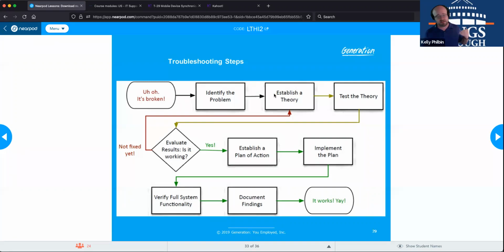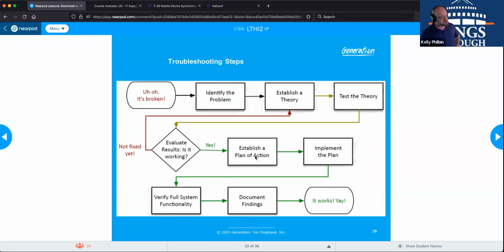If you cannot get a theory that resolves this problem, then you have to escalate it. But you need to be documenting what theories you've come up with as to what the problem is and what you've done to test those theories. Hopefully, we get the right one. We can move right along.